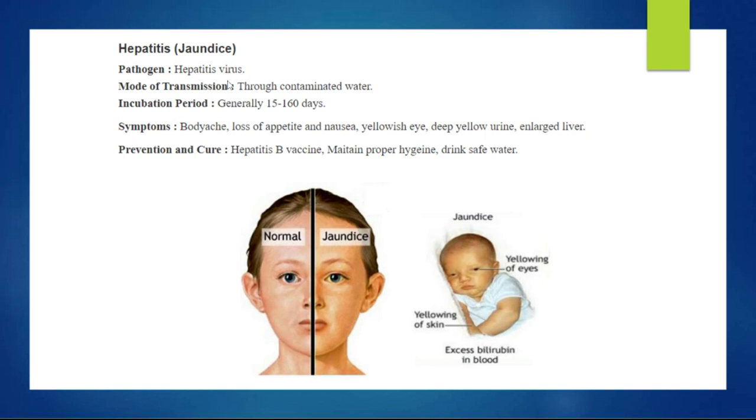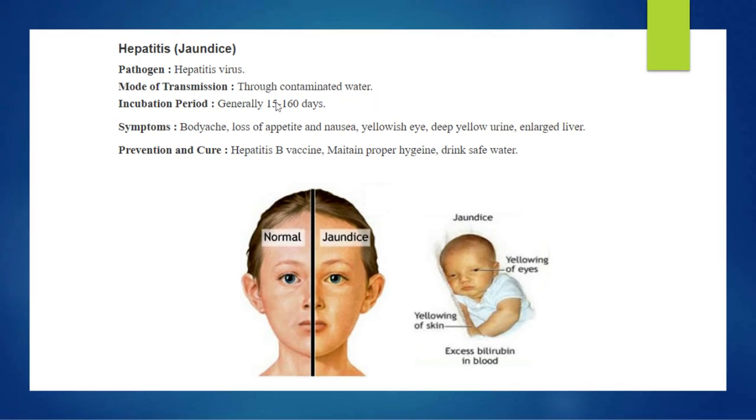Normally it is transmitted through contaminated water. What are the symptoms? Loss of appetite, nausea, yellowish eyes, and then an enlarged liver. That is called hepatomegaly. Hepatomegaly means enlarged liver. Splenomegaly means enlarged spleen. Yes. To prevent this, the hepatitis B vaccine is administered. Hepatitis B vaccine is administered.